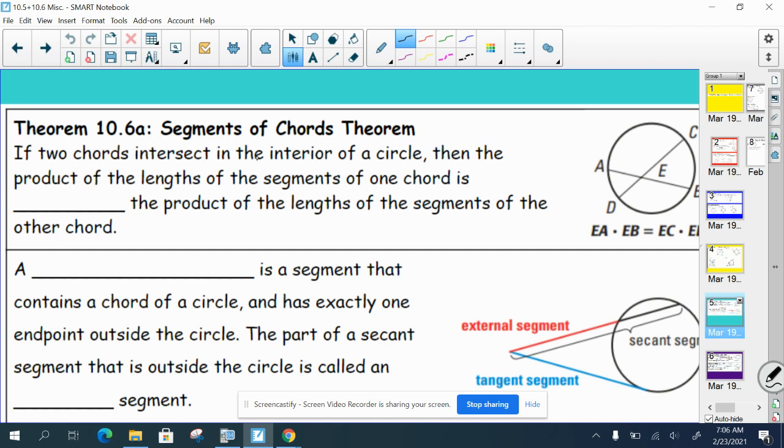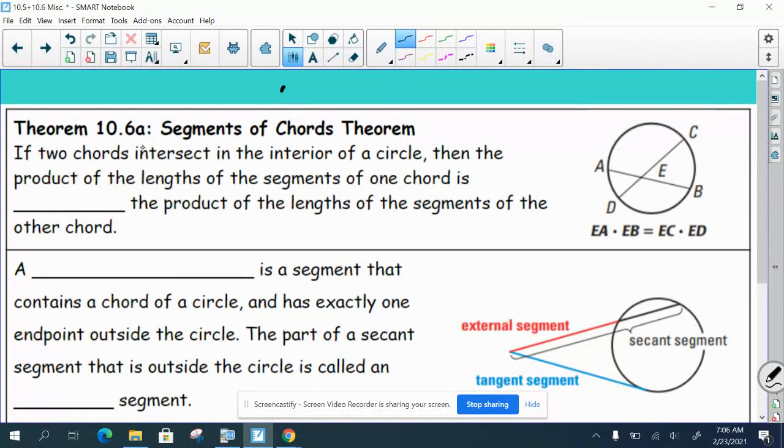Hello everyone, in this lesson we're going to learn about different segment relationships in circles. This is lesson 10.6, so like the other ones we've got some different theorems and then we'll do some examples. So the first one, theorem 10.6a, is called the segments of chords theorem.